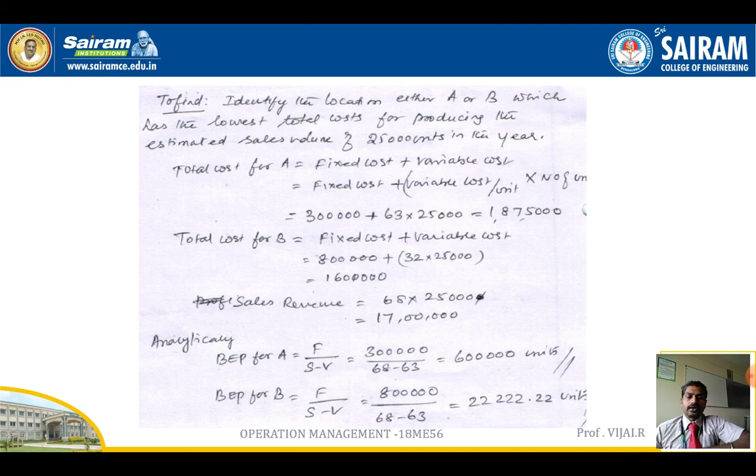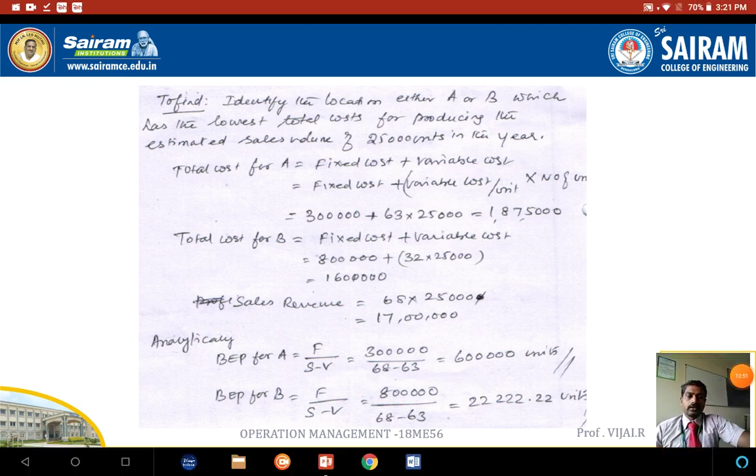So first of all we have to find the total cost for A and total cost for B. Using this formula, total cost for A comes to 18,75,000, and here 16 lakhs is the total cost for B. Revenue: 25,000 components they are making, at a rate of 68 rupees. So the sales revenue is 17 lakhs.